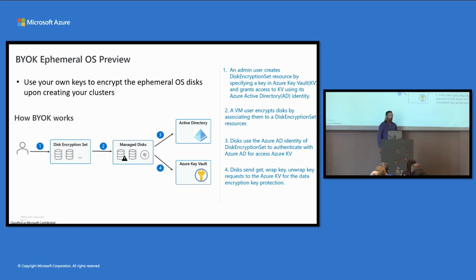So looking at BYOK, if you look at the typical flow, an admin creates the disk encryption set resource by specifying integration with Key Vault, and grants Key Vault access through an Azure Active Directory identity. A VM user encrypts the disks by associating them to the disk encryption set resource. And then the disks use the Azure identity of the disk encryption set to authenticate with Azure AD to access Key Vault. And then the disk makes wrap key and unwrap key requests to Azure Key Vault for encryption as well.